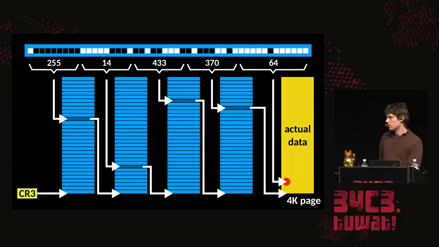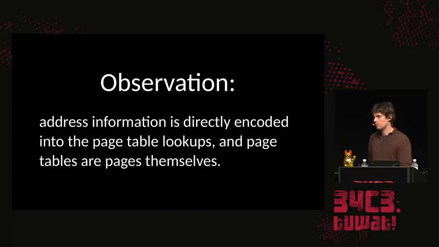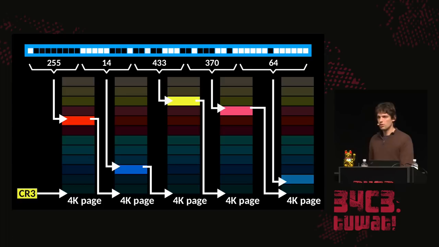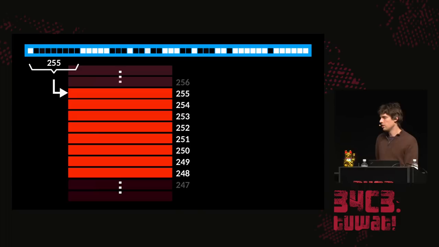So this is a 4K page, so we can use this page to do a side channel attack. But the observation is that the page tables themselves are also pages. Each of them are pages, and so we can also do a side channel attack on these pages. So let's take a look at what we can discover this way. We can find out that a certain page gets a hit. Now there are 8 possible entries which would cause this hit.